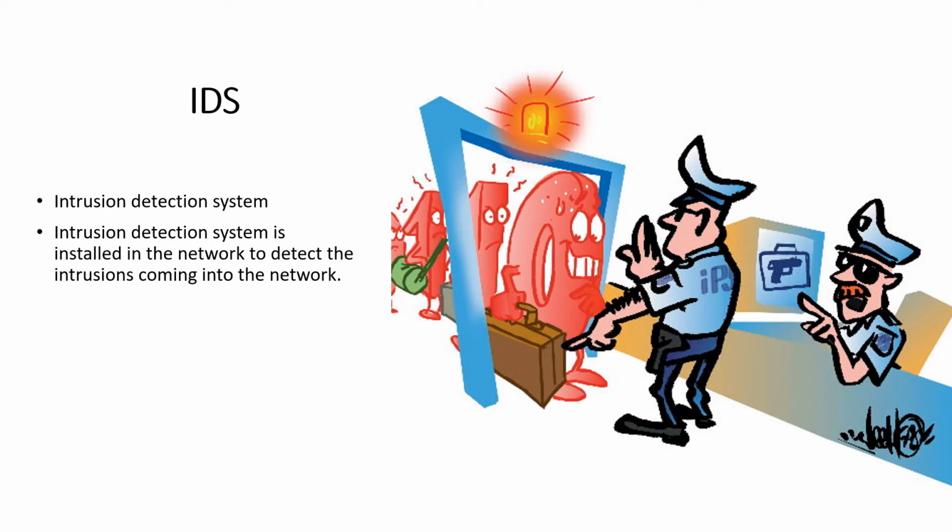Then coming to false negative, it is the most serious and dangerous state. That is when the IDS identifies an activity as acceptable when the activity is actually an attack. So a false negative is when the IDS fails to catch an attack.